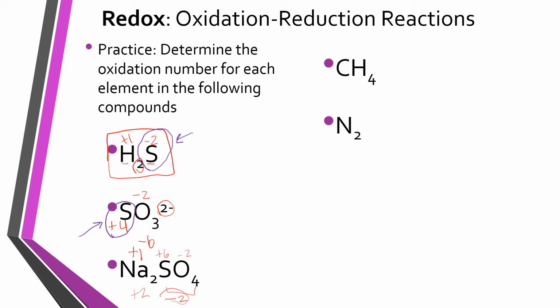Here, hydrogen is with a nonmetal again, so hydrogen is going to be plus 1. We have 4 of them, so carbon has to be minus 4. Nitrogen is in its normal elemental state, so its oxidation number is 0.